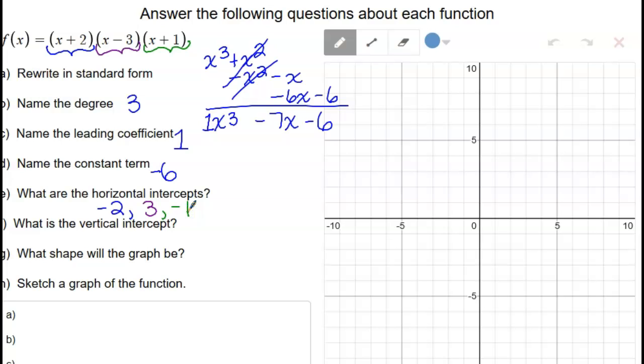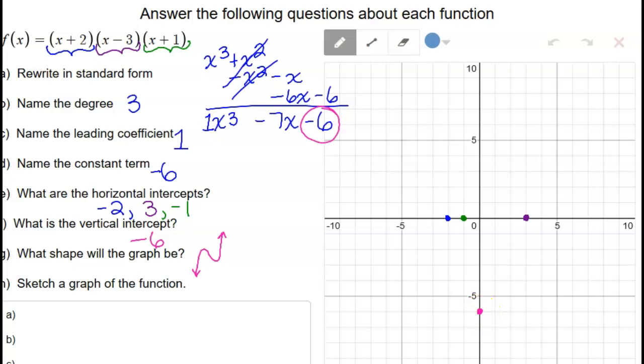The vertical intercept is going to be from this one right here. So that's negative 6. It's your constant term. And the shape of the graph is going to be like this because it's a third degree, so 1, 2, 3. So we're going to sketch a graph of this function, okay? We know that our horizontal intercepts are negative 2, positive 3, and negative 1. And we know that the vertical intercept is negative 6.